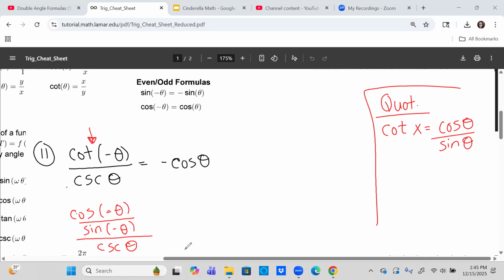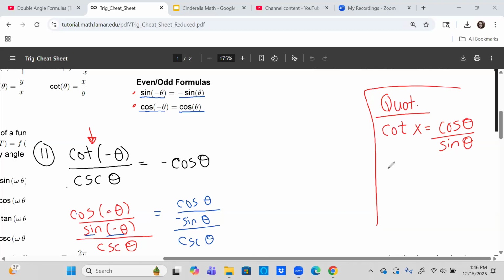Okay? And again, the reason I did that is because this particular student who sent me this, on her cheat sheet, she only had these two. So now using the even odd we have cos negative theta. Cos negative theta is cos theta. So this top is now cos theta. And then we have sine negative theta. So using sine negative theta, we have negative sine theta. So that's using the even odd, and it's still over cosecant theta.